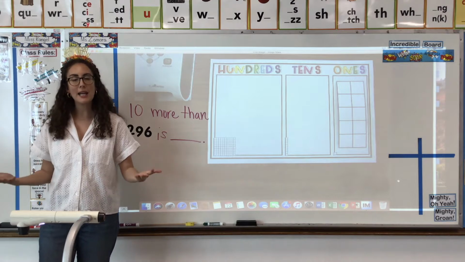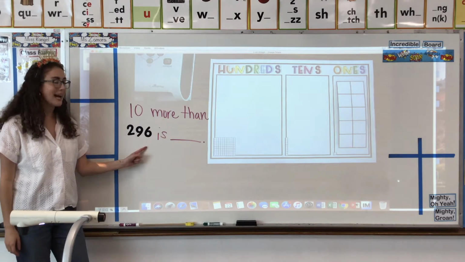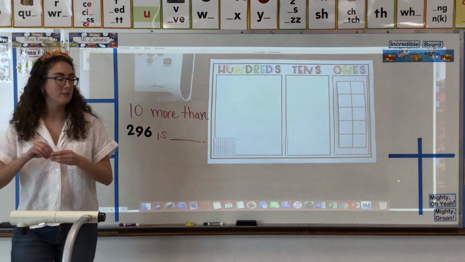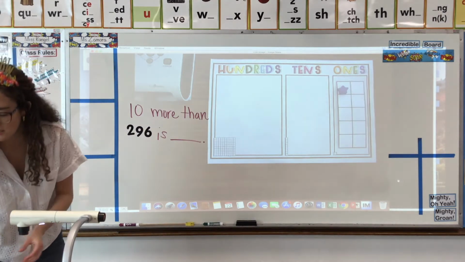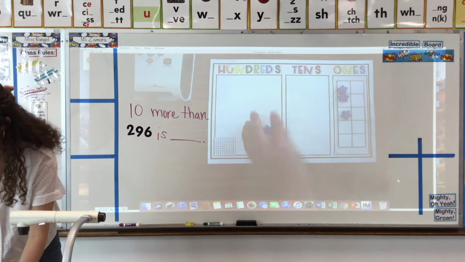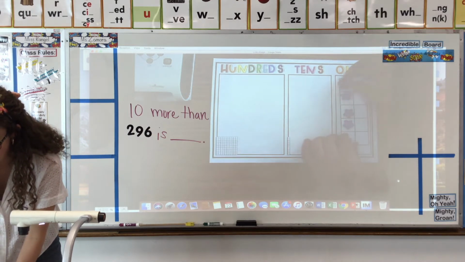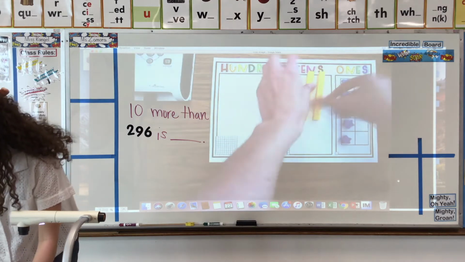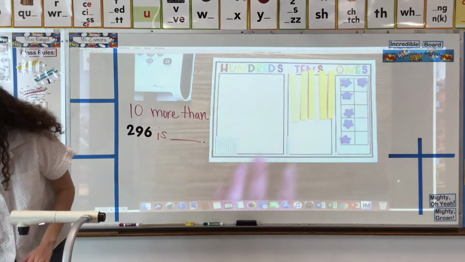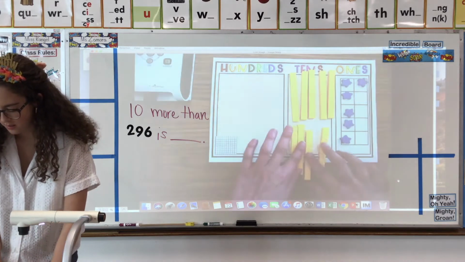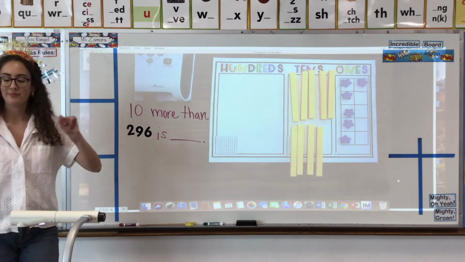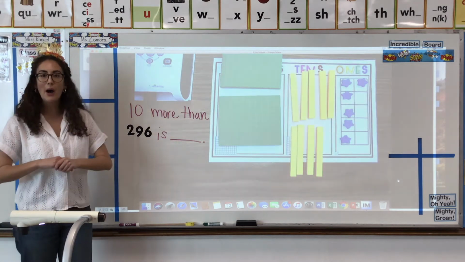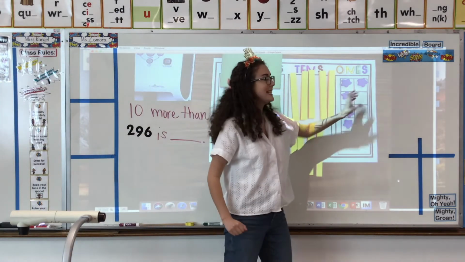But before we start getting on our problems, let's show 296 on our board. So can we show what we have so far? 296. How many ones? 6 ones. Awesome. Can we show 6 ones? I've got 5 and 1. How many tens? 9 tens, of course. Awesome. 5 and 4. And how many hundreds? 200s. Let's show 200s. Awesome job.